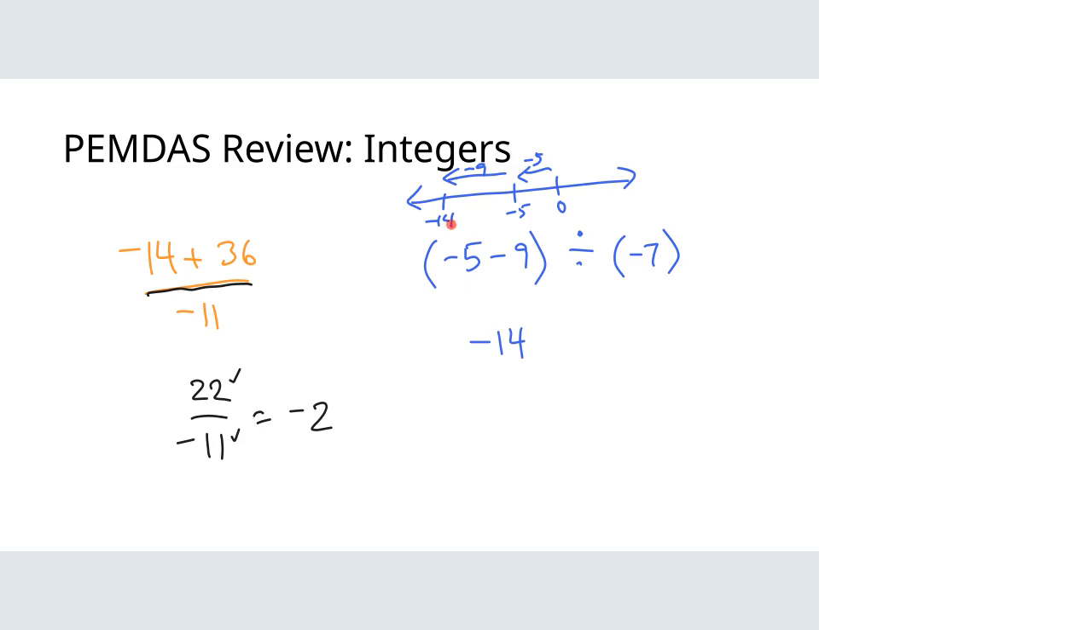And we're supposed to divide by a negative 7. Negative divided by a negative, just like multiplication. If I have negative and negative, I end up with a positive, and 14 divided by 7 would be 2. Let me know if you have any questions about that.